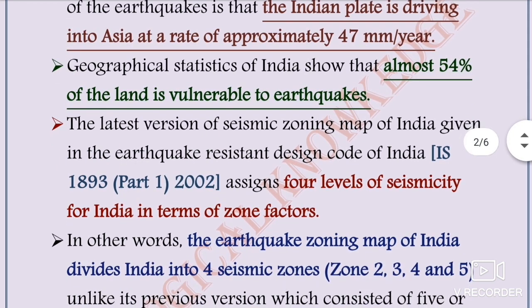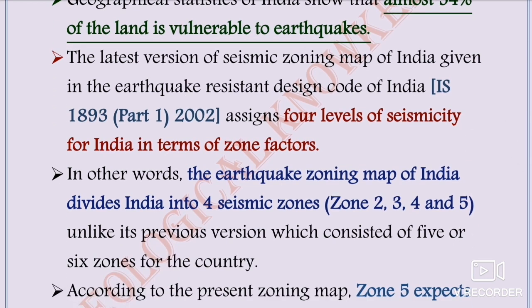And the latest version of the seismic zoning map of India, given in the earthquake resistant design code of India, that is the Indian Standard 1893 Part 1, assigns 4 levels of seismicity for India in terms of zone factors. Earlier there were 5 zones: zone 5, 4, 3, 2 and 1, but now in the new standard, zone 1 has been merged with zone 2. So there are only 4 zones: zone 5, zone 4, zone 3 and zone 2.